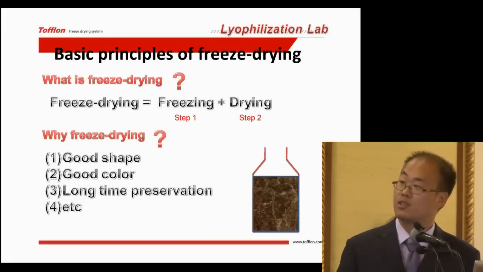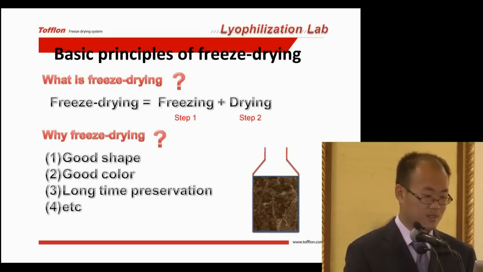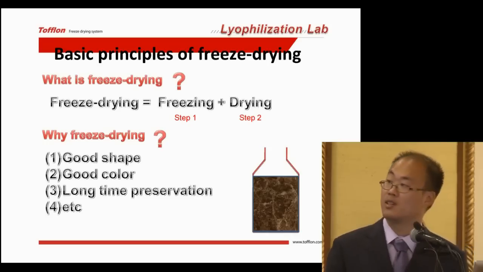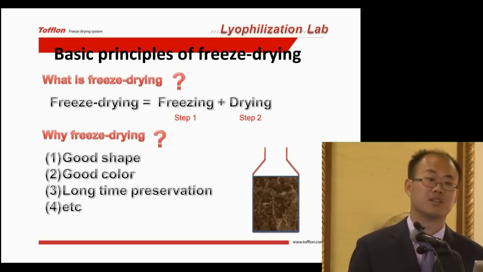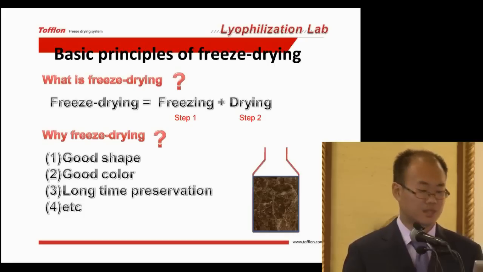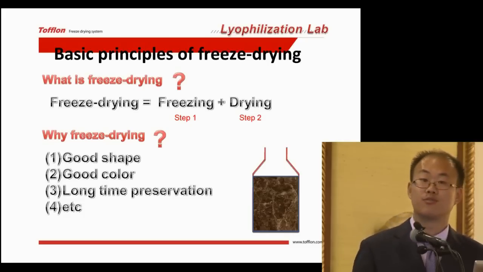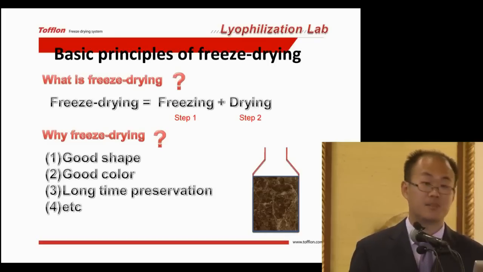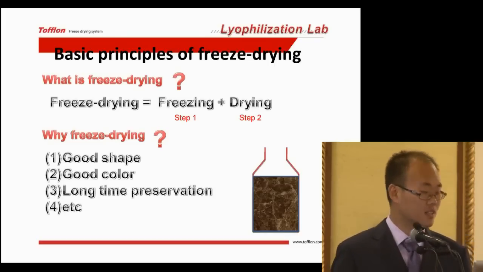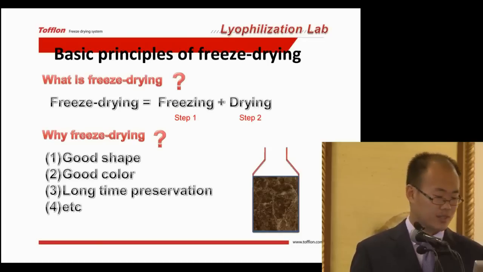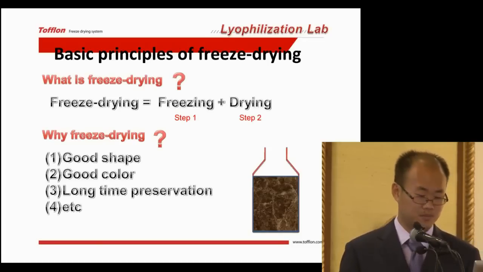So why is freeze drying used? Generally speaking, I think several parts are important, but I list some of them. The first is that through freeze drying, we can get a good shape of the product. The second, we can get a good color. And the most important is the third one: we can get the long-term preservation of the drugs.